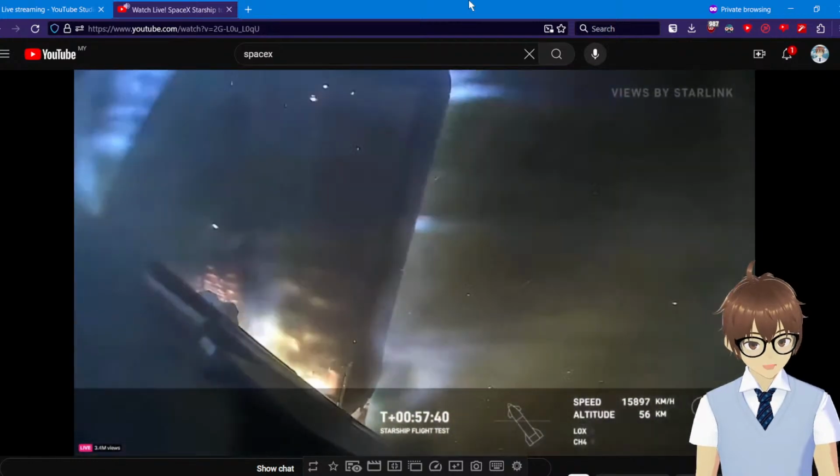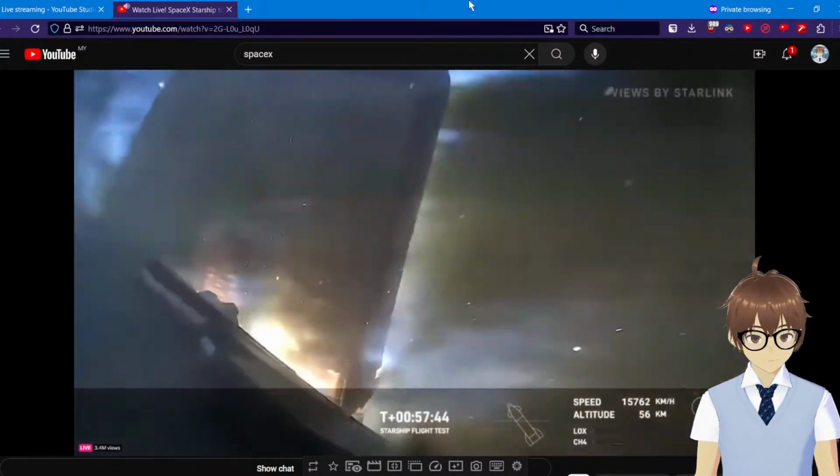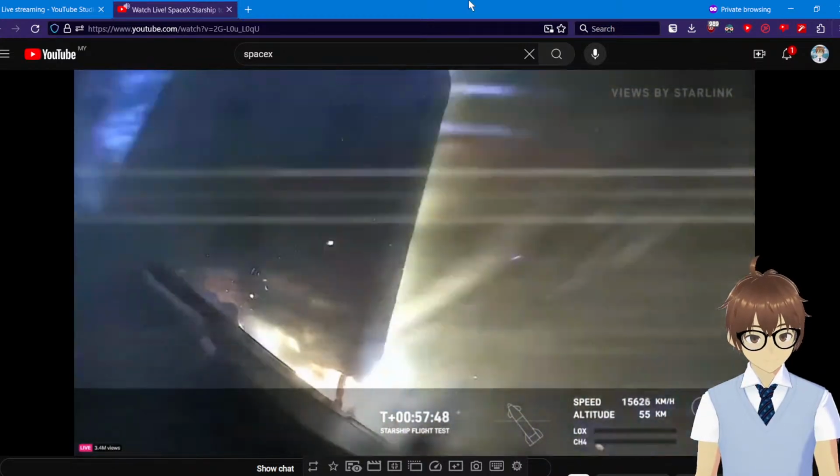External temperatures are starting to come down. Again, this camera view is looking right at one of the forward flaps, and we're strategically putting some cameras around the vehicle to just look at the different areas.